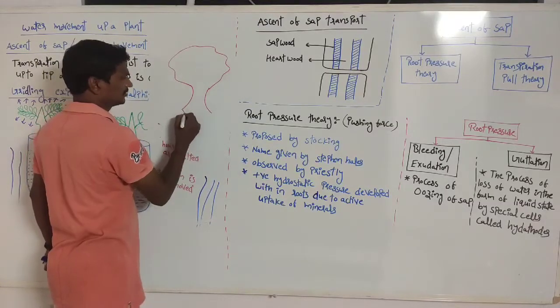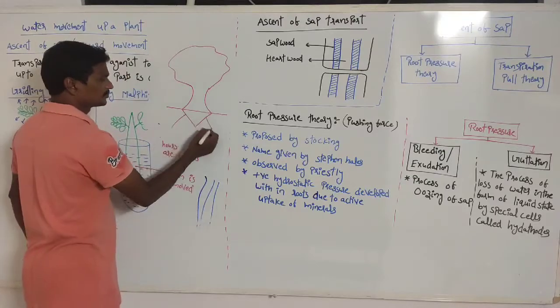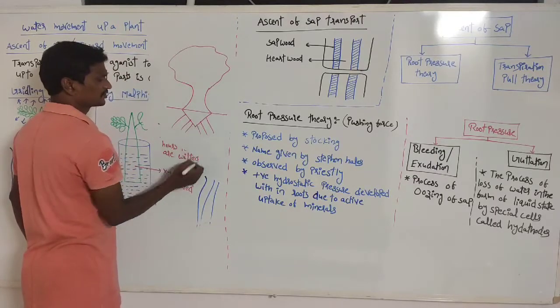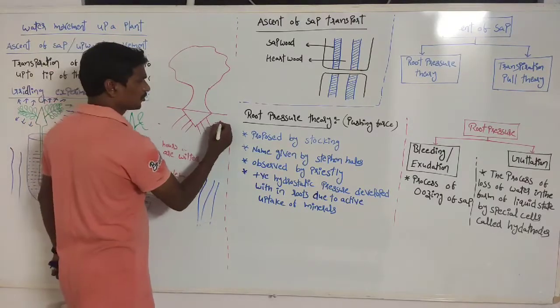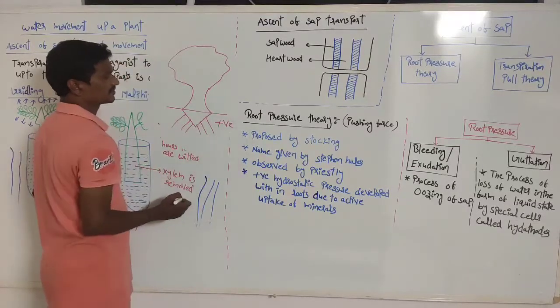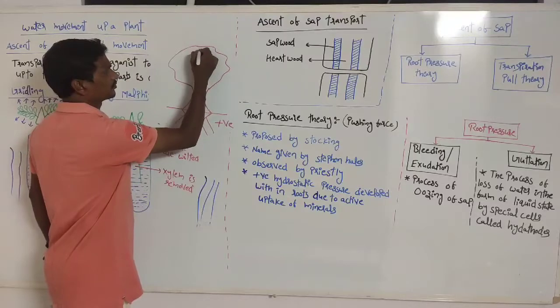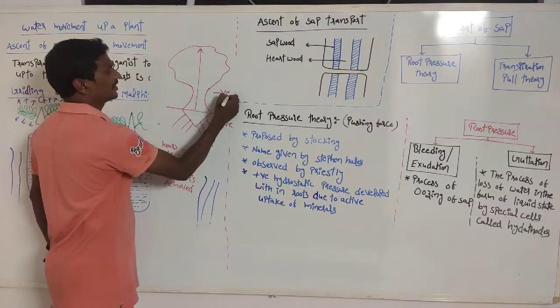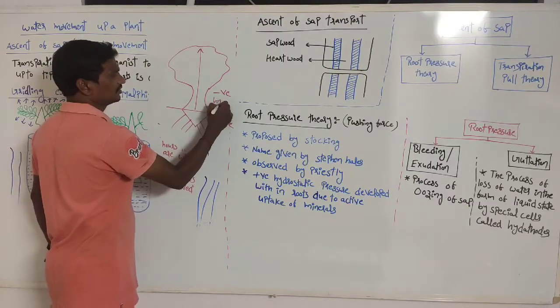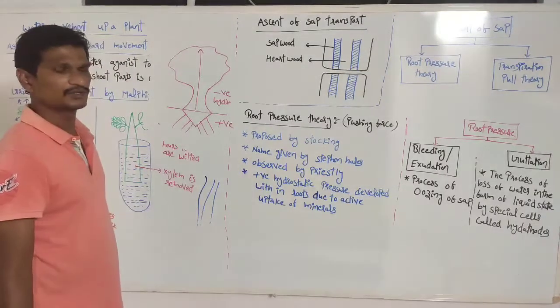This is the plant, and this is the root part. Right? See, the roots absorb the water. This is positive hydrostatic pressure, and the water is transported against the gravitational force. This is negative hydrostatic pressure. So the ascent of sap is majorly done by two parts.